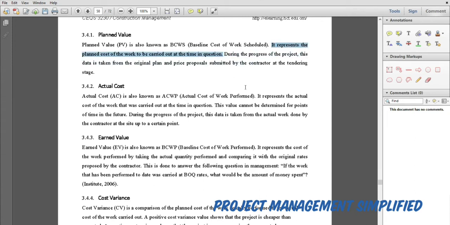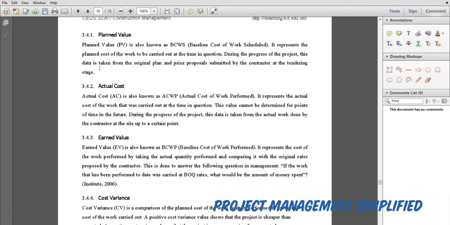We have talked about the baseline cost, and this is in the planning phase. When we said baseline cost, there is a budget we have specified for this project, and how much we have planned for the cost of this work according to the schedule of the project. So during the progress of the project, this data is taken from the original plan and the price proposal submitted by the contractor at the tendering stage.